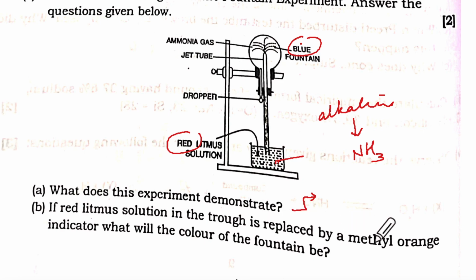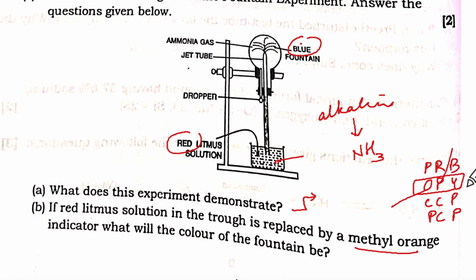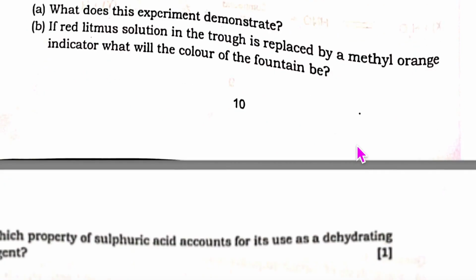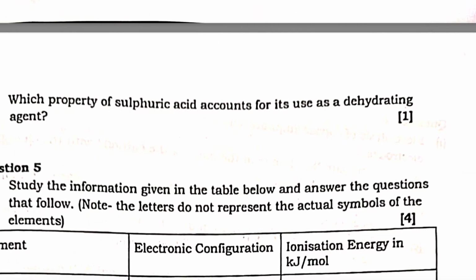Red litmus solution is replaced by methyl orange. So remember your paper. Now methyl orange means this. This is neutral, this is acidic, this is alkaline. Alkaline. So methyl orange will turn orange to yellow. Are you with me? Did you understand how to think? Yes, ma'am. We can't write each and every answer just now. Okay, we have to move very fast.